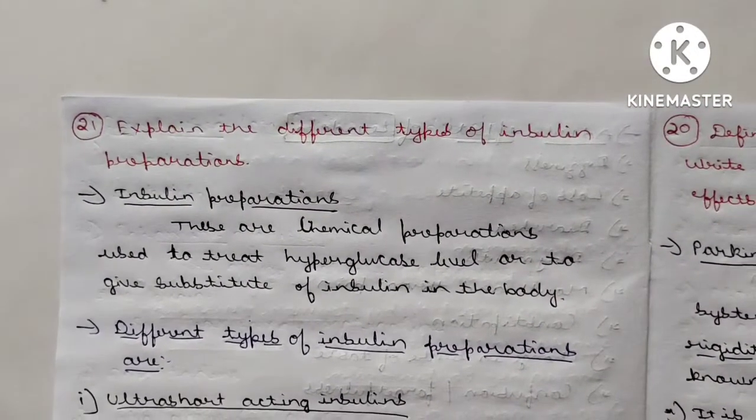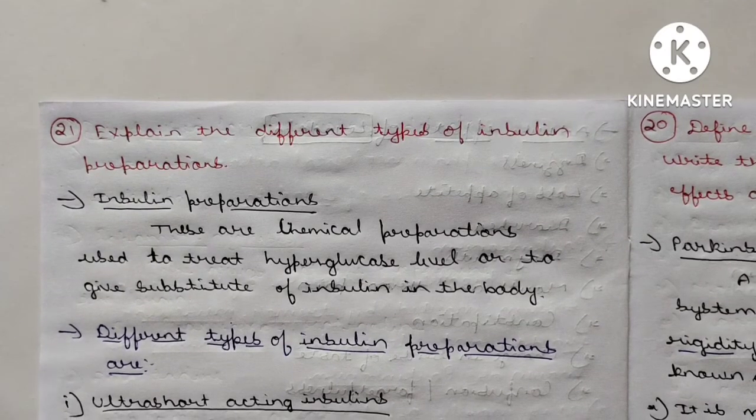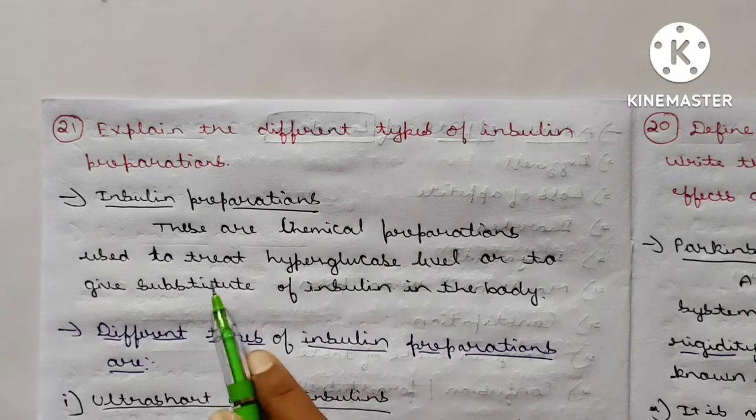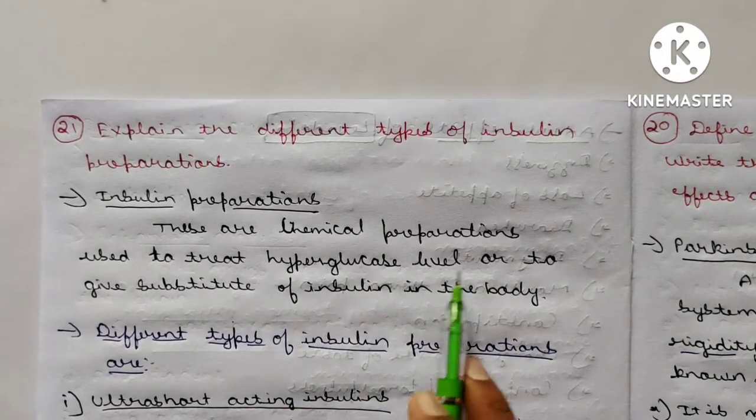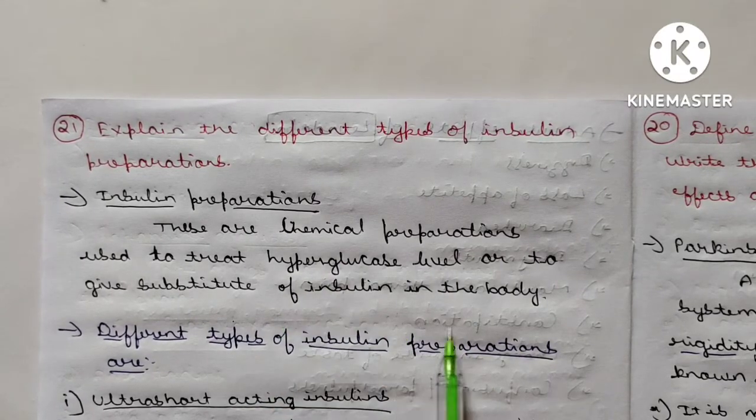Question number 21: explain the different types of insulin preparation. Insulin preparations are chemical preparations used to treat high glucose levels or to substitute for insulin in the body. Different types of insulin preparations are as follows.